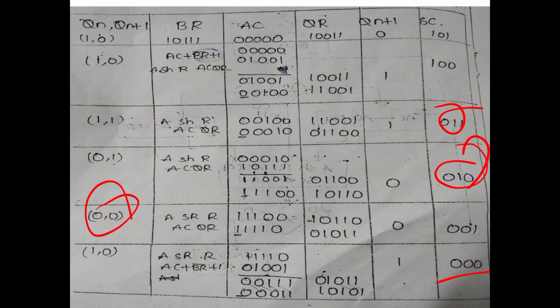So how do we find the QN plus 1? QN plus 1 is 0, right? After finding the QN plus 1, we decrement the sequence counter. What was the sequence counter before? That was 2. After decrementing, the sequence counter is 1. So what is the last value for QN? That is 1, and QN plus 1 is 0.